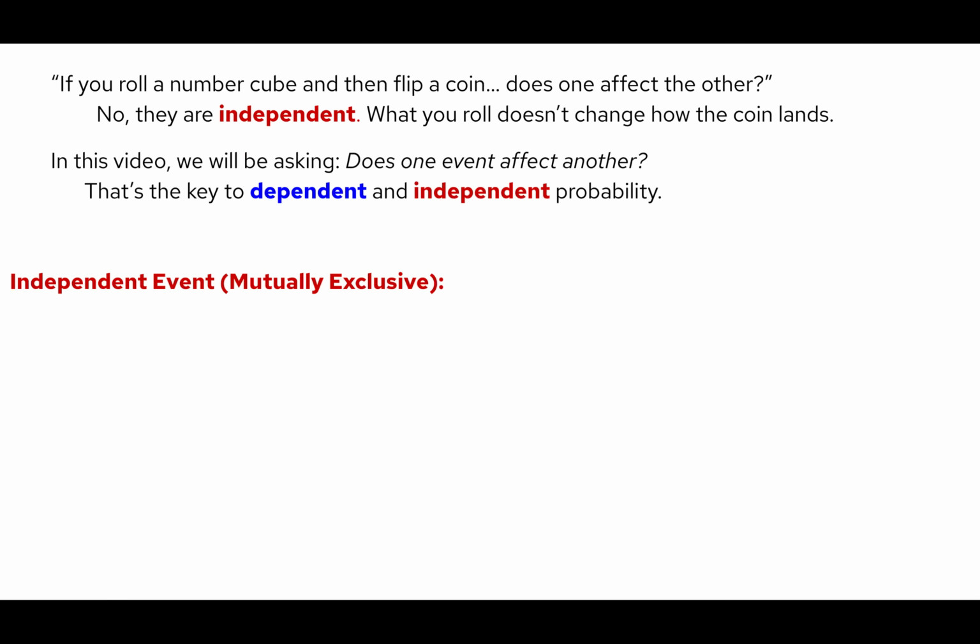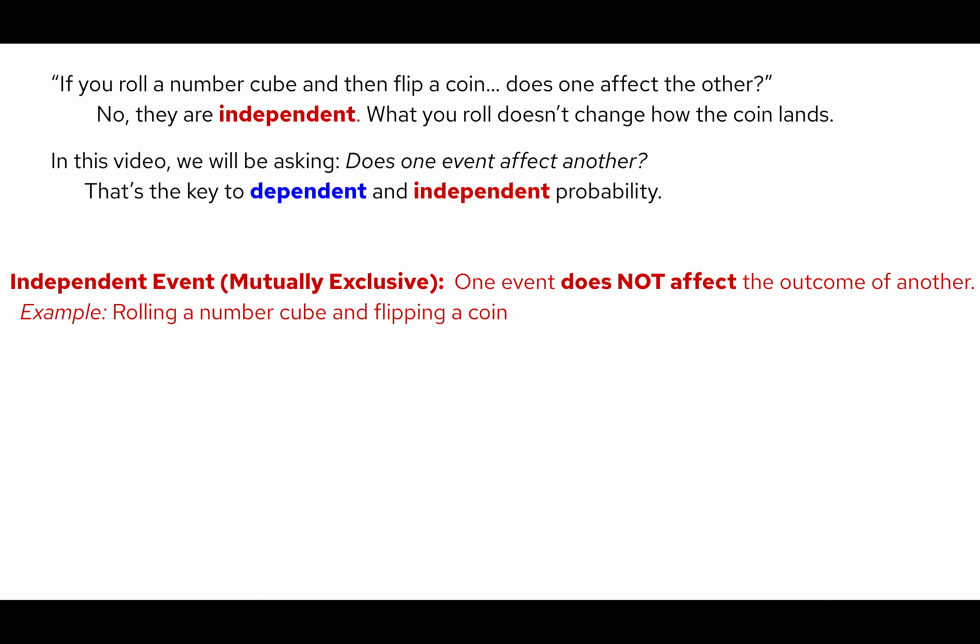For an independent event, we would say that one event does not affect the outcome of another. Here are some examples: rolling the number cube and flipping a coin, or picking a card and then putting it back and picking again.